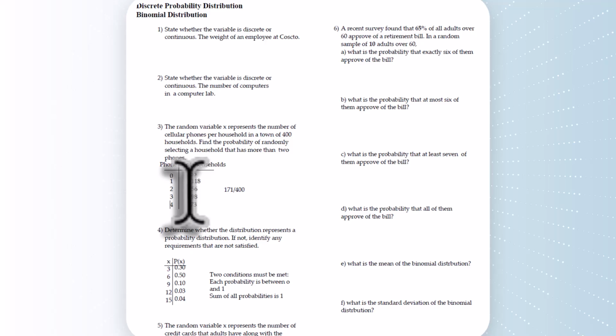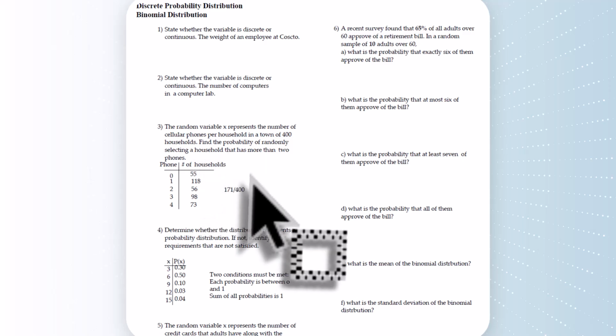How many have a 3? It is 98. How many have 4? 73. You just add them up, and that will give you 171, and divide by the total to get the probability. So that's why you see the answer 171 over 400.